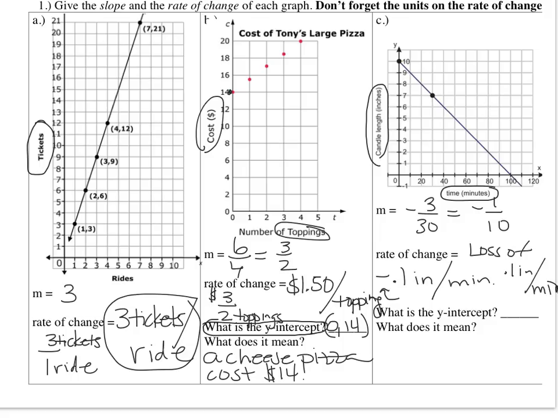Okay? So what is the y-intercept? Well, let's look at the y-intercept. The y-intercept is the ordered pair 0, 10, right? That's this point up here. And then what does it mean? Well, what that means is that's our starting point.